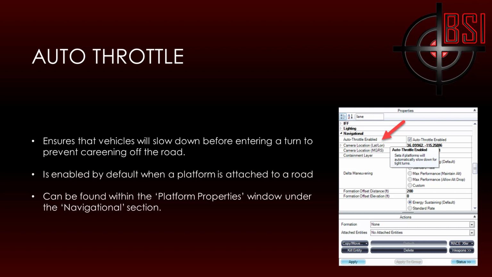Hence the inclusion of the convenient auto-throttling feature, which allows the platform to travel at its intent speed, but will also slow down the vehicle automatically as it approaches a turn and speed up again once through the turn. This feature is located in the Platform Properties window under the Navigational section.